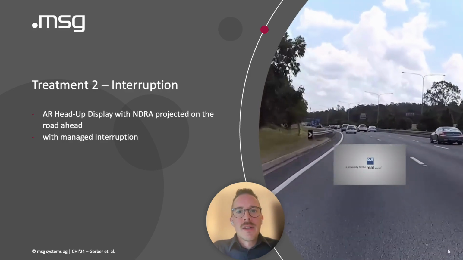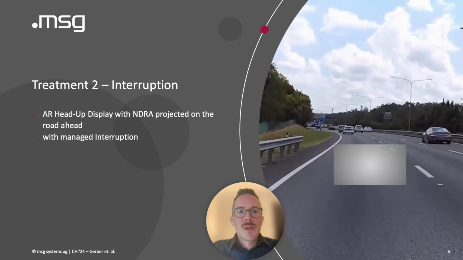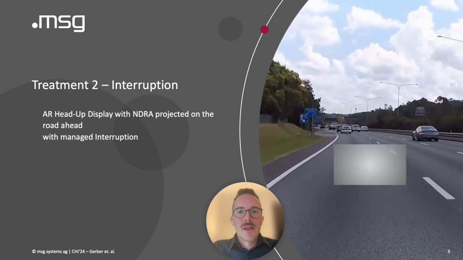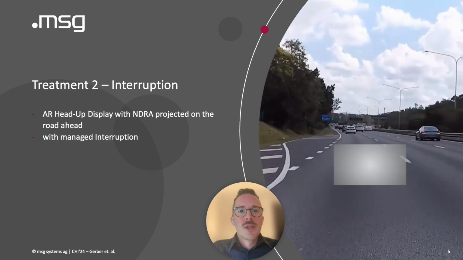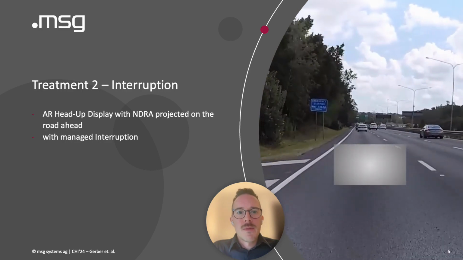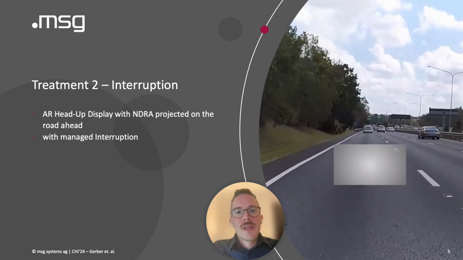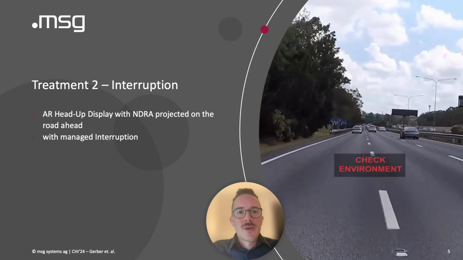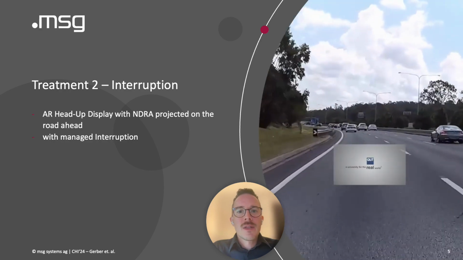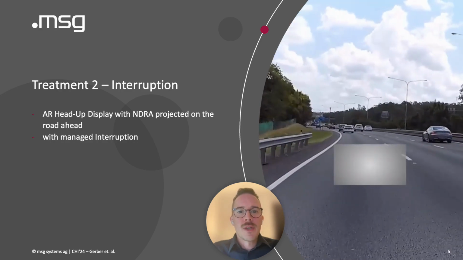The second intervention will hide the display when the situation gets more complex and ask the fallback-ready user to check the environment to make themselves aware of the situation. This notification is not a request to continue driving, but the likelihood is high that the system might reach a limitation.